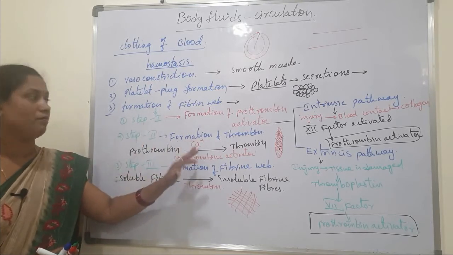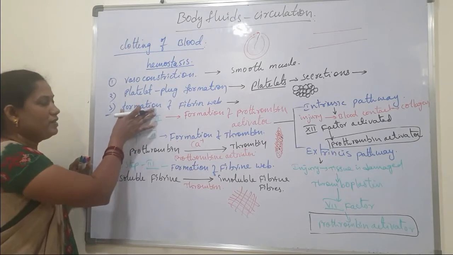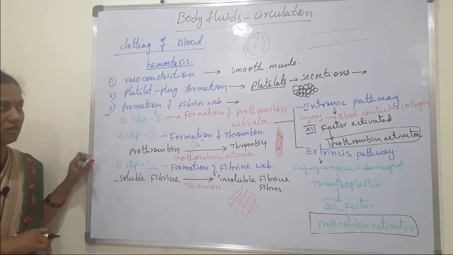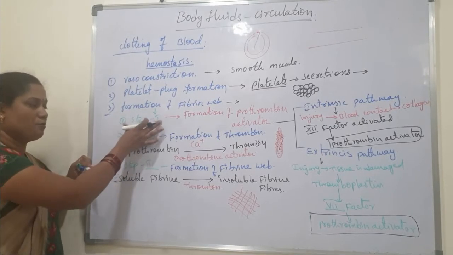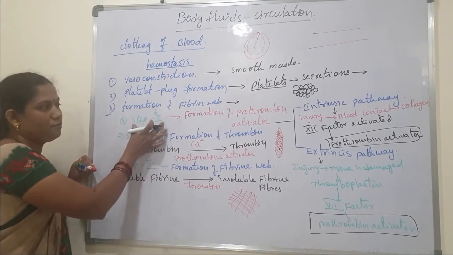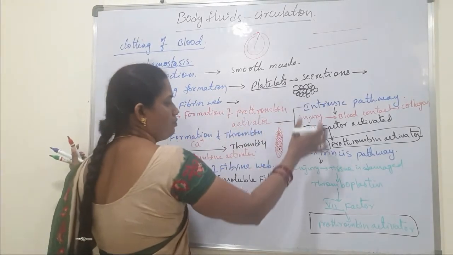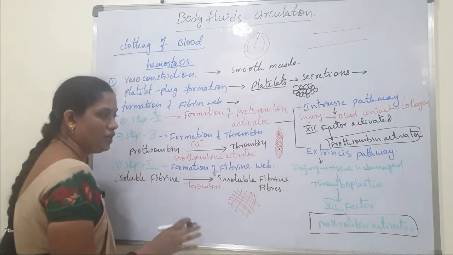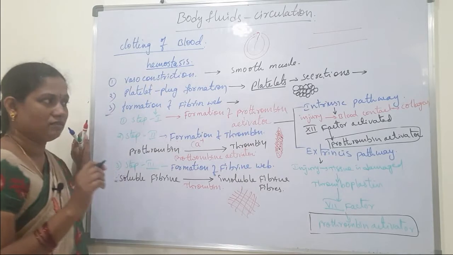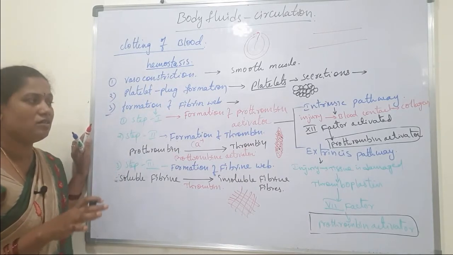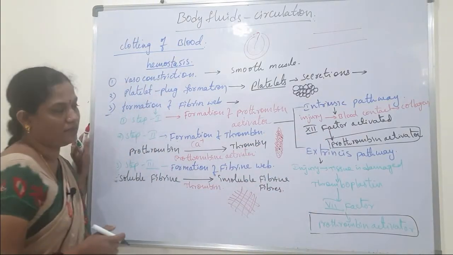This is the clotting of blood, or hemostasis. So there are three steps in hemostasis. Step 1 is the formation of prothrombin activator, formed in two ways: the intrinsic pathway and the extrinsic pathway. The intrinsic pathway means that if the blood vessel's blood contacts collagen, the 12th factor is activated. The 12th factor produces prothrombin activator.